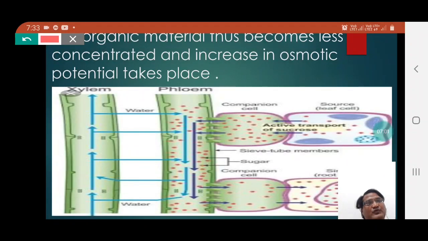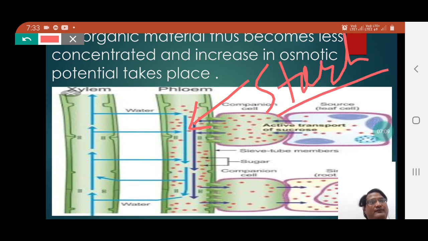Since the osmotic potential of the starch present in the phloem increases, so now the starch is able to move from the leaf to the lower parts of the plant.